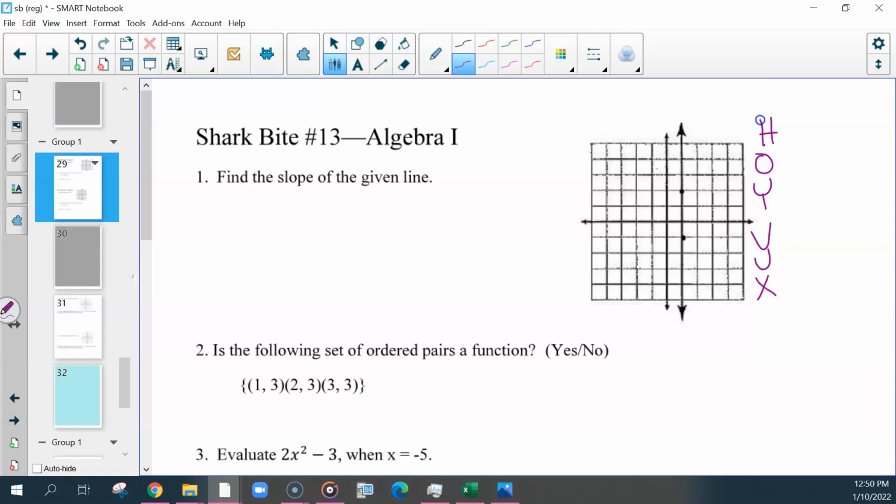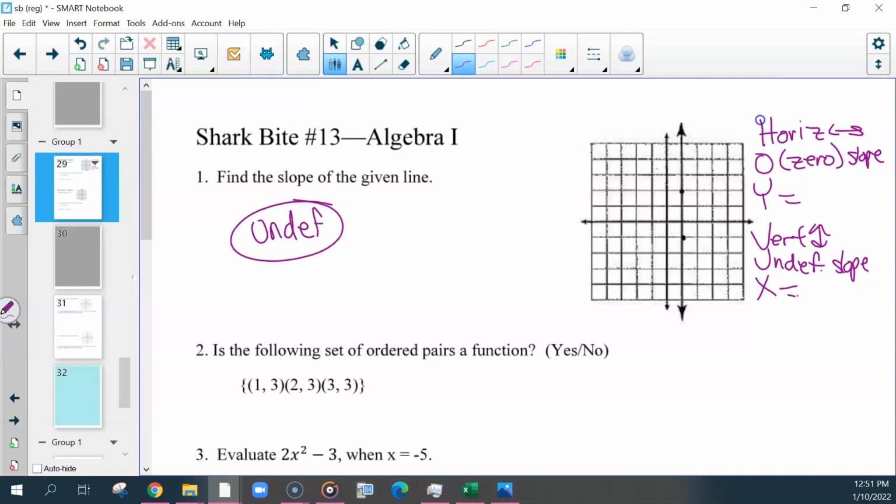Remember that horizontal lines have 0 slope, and those are y equals. And then vertical lines have undefined slope and are x equals. So if this is a vertical line, what type of slope does it have? Undefined. So that would be your answer.